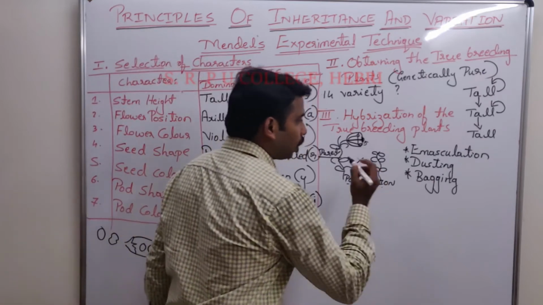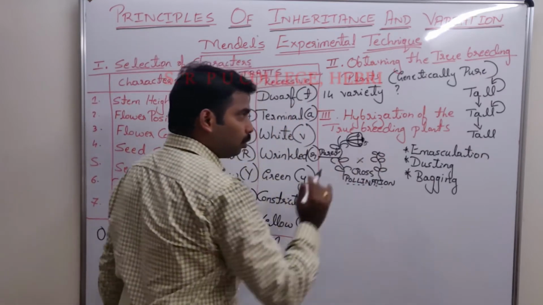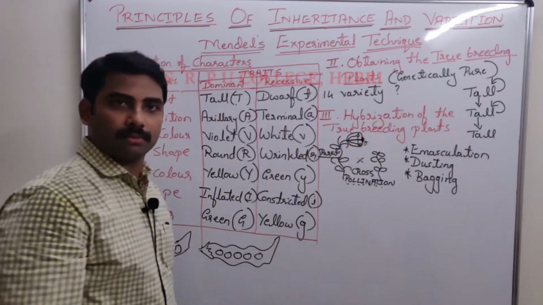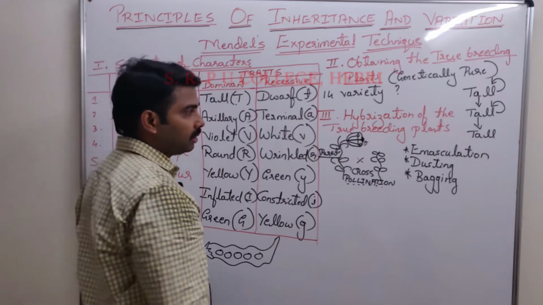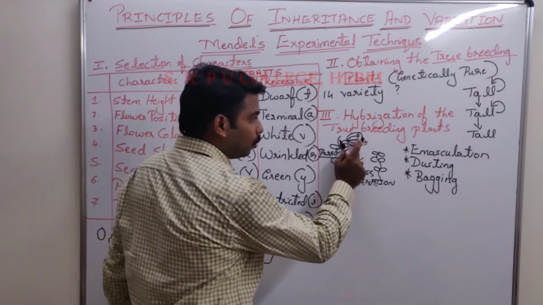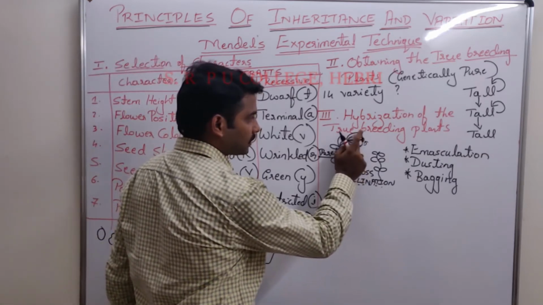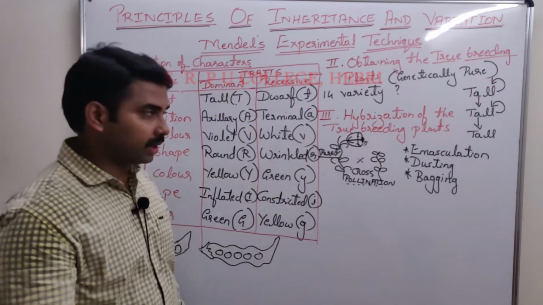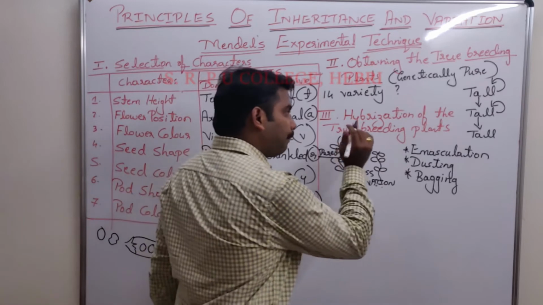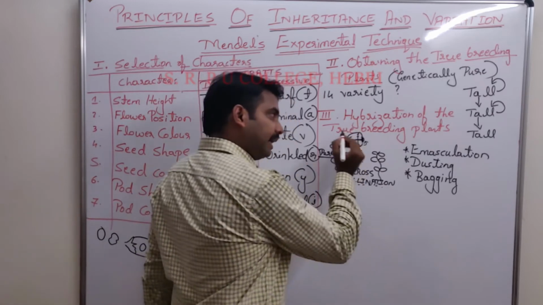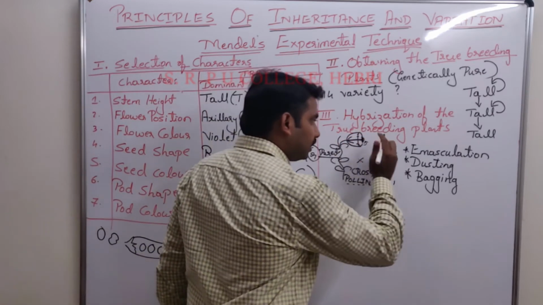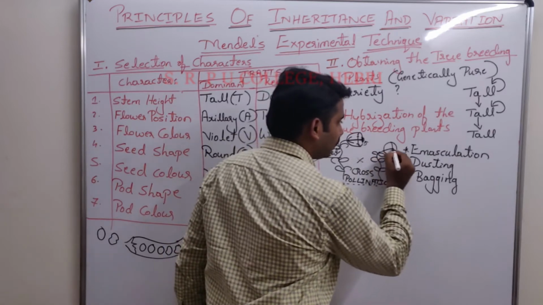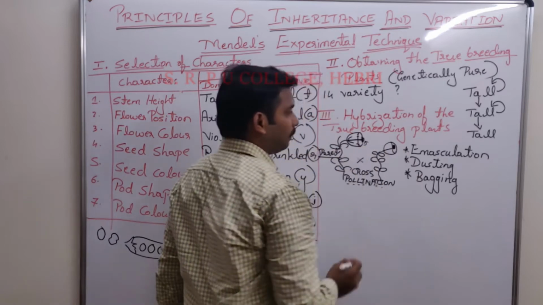Your target is cross-pollination. To achieve cross-pollination, what are you doing? Emasculation. What is emasculation? It is the removal of stamens. Then its pollens which are there, those pollens are dusted on the stigma of the another plant.